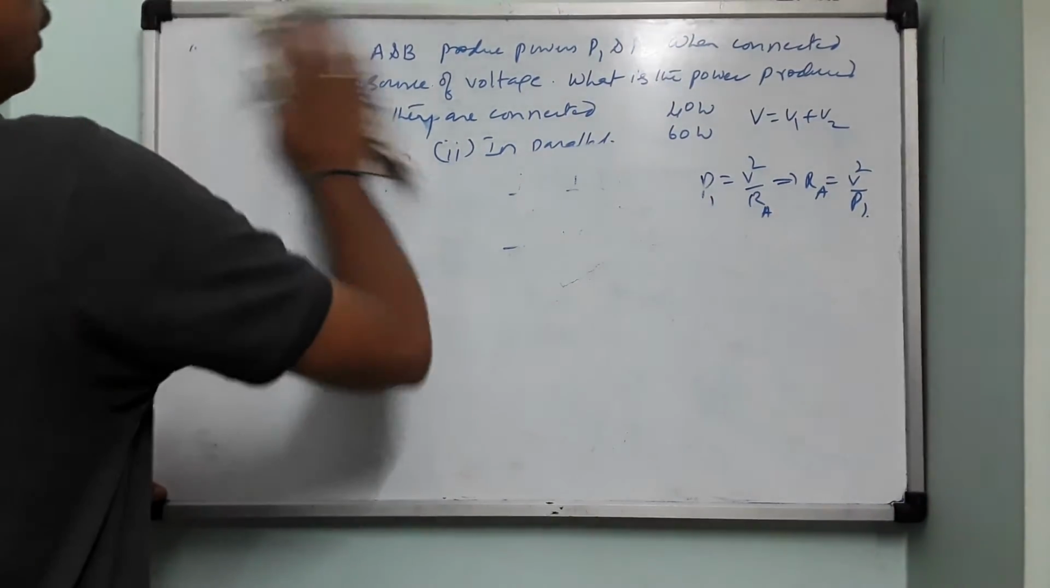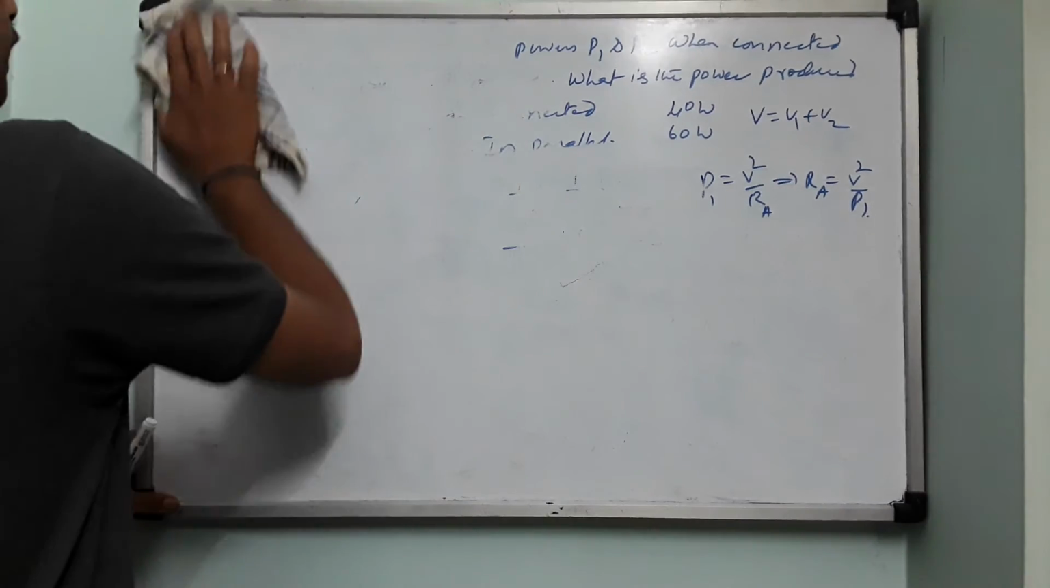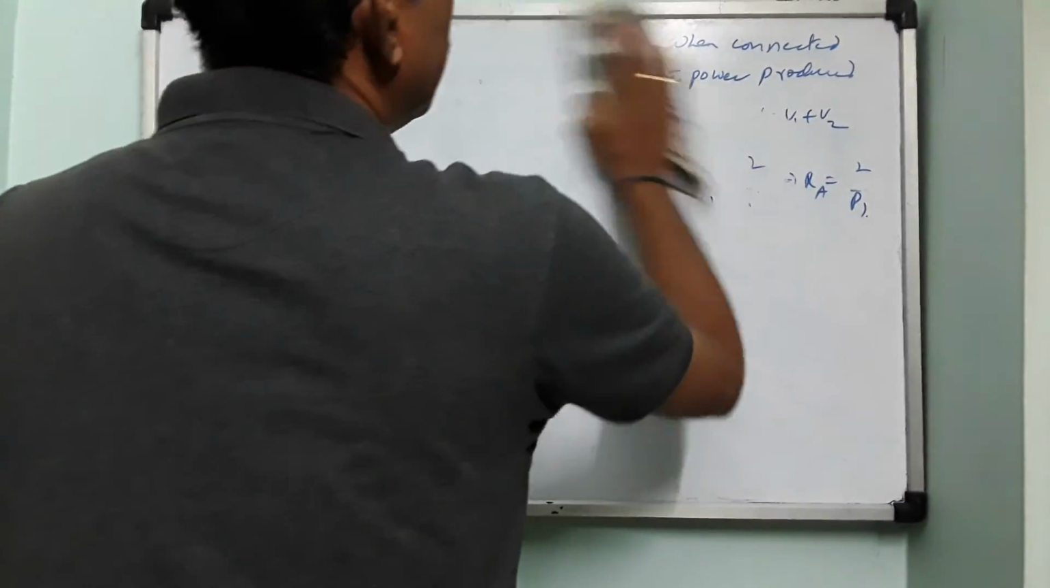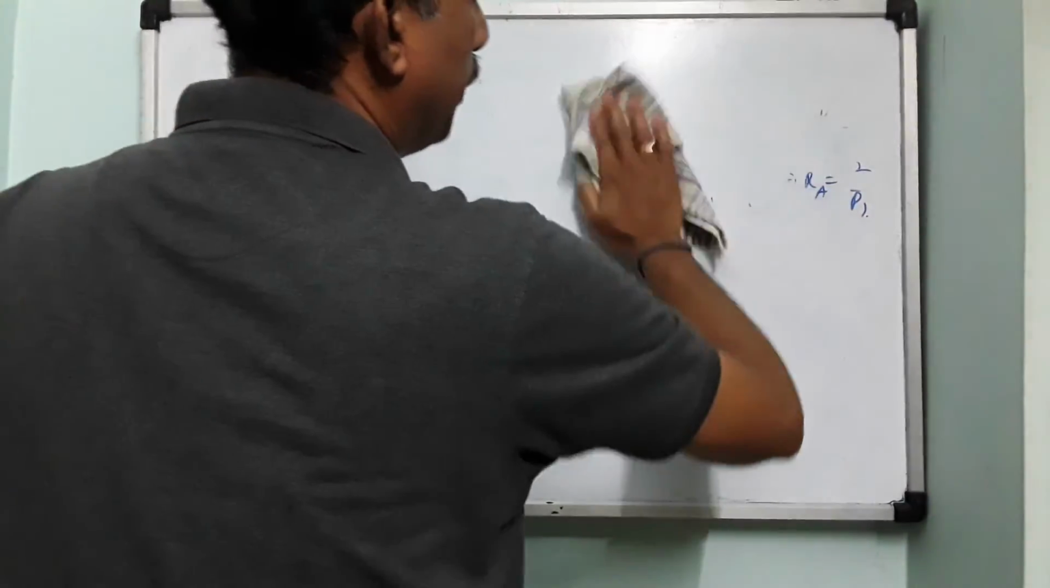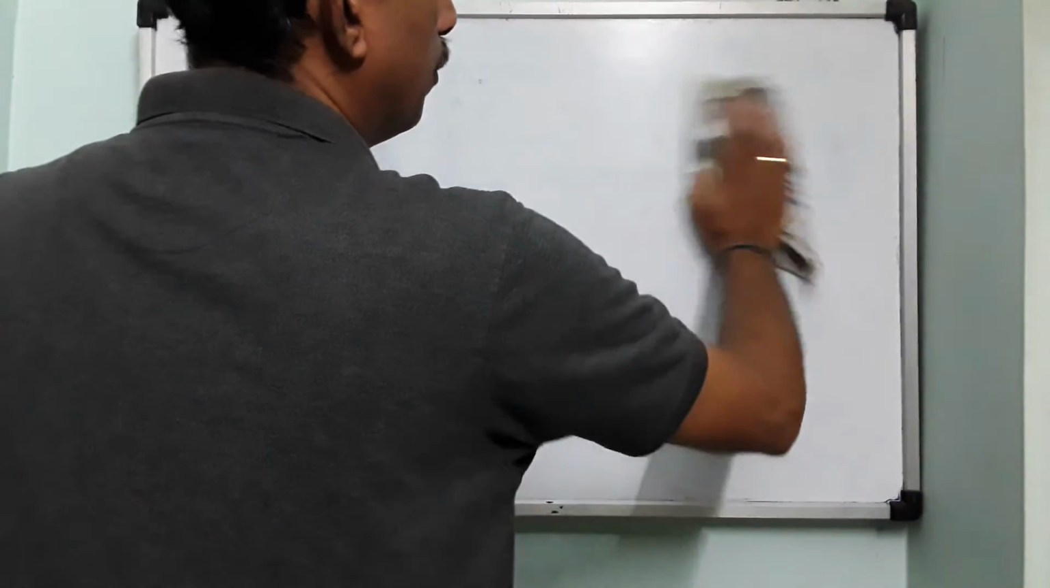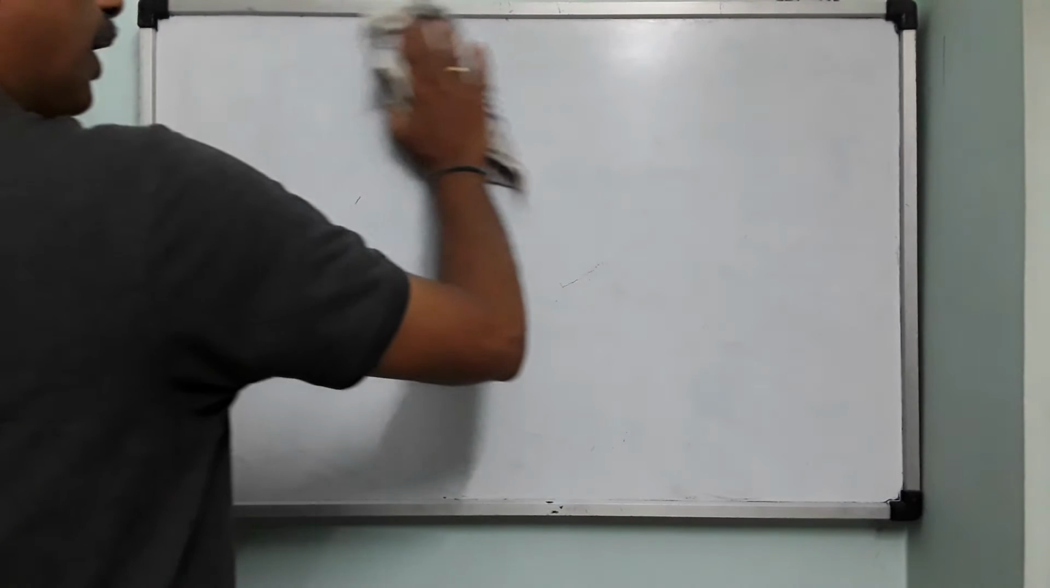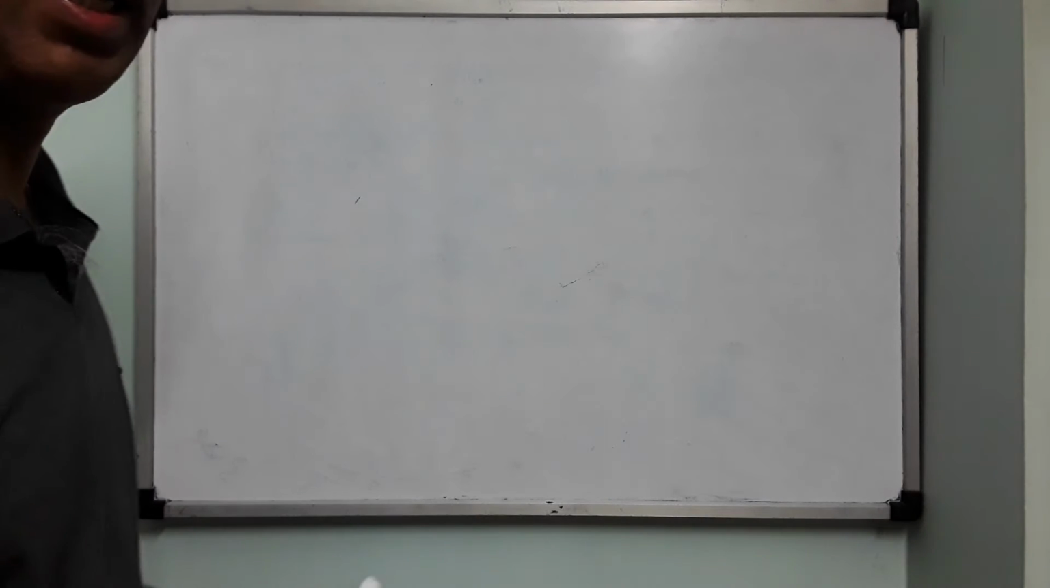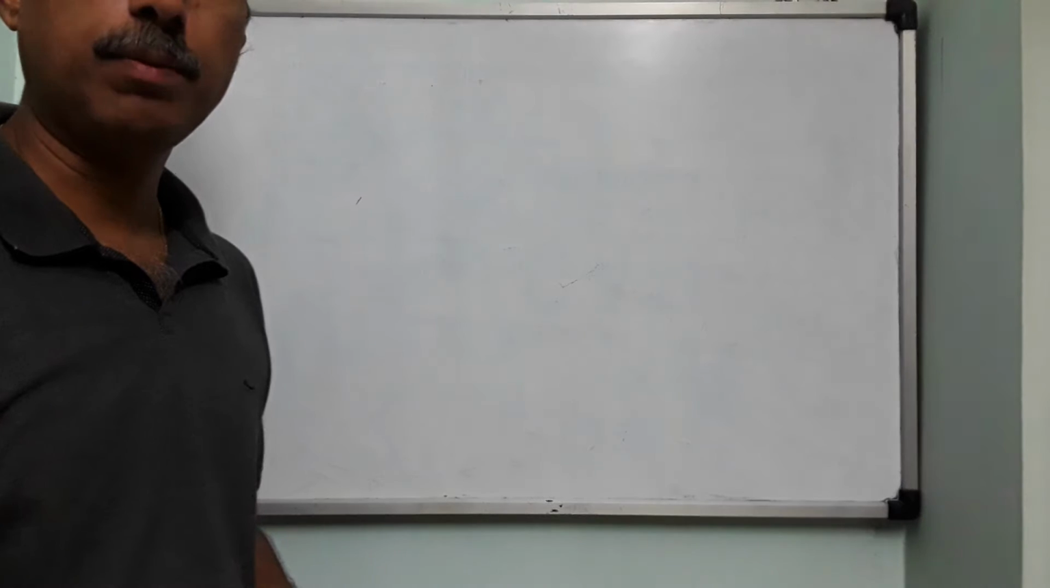So note down: if two bulbs are connected in series, then the power dissipated by them is Ps equals P1 P2 by P1 plus P2. And if they are connected in parallel, then the power output is P parallel equals P1 plus P2.